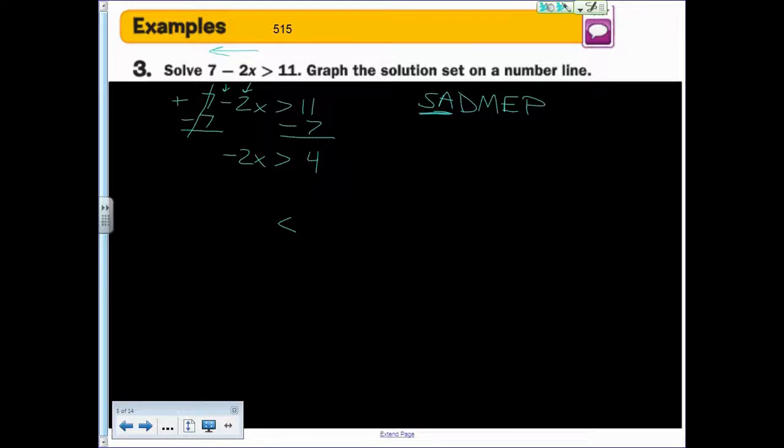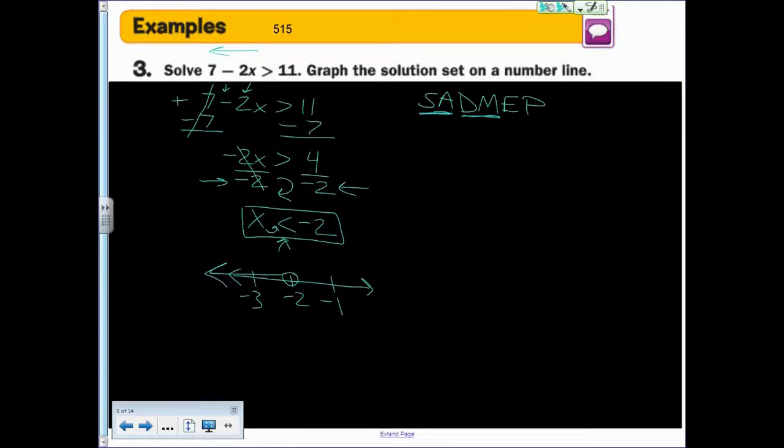Now we have to do the opposite of multiplying by negative 2, which is dividing by negative 2. This is where dividing by negative 2 causes my sign to change directions and flip. Negative 2 divided by negative 2 equals a positive 1x, and then positive 4 divided by negative 2 equals negative 2. So we end up with an answer of x is less than negative 2.